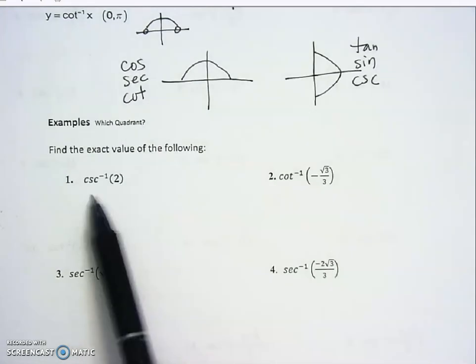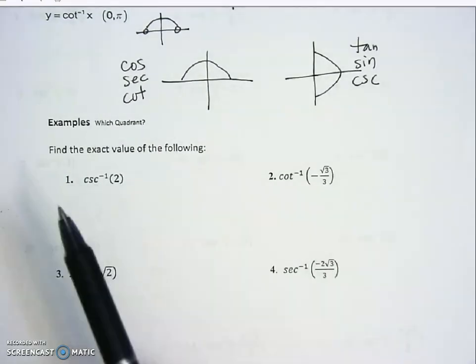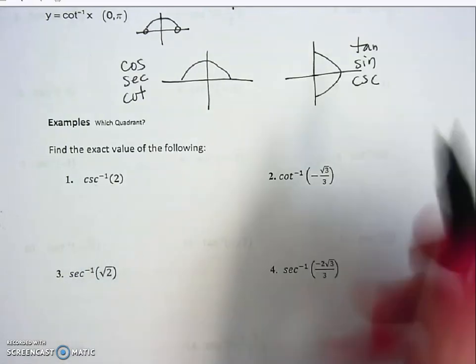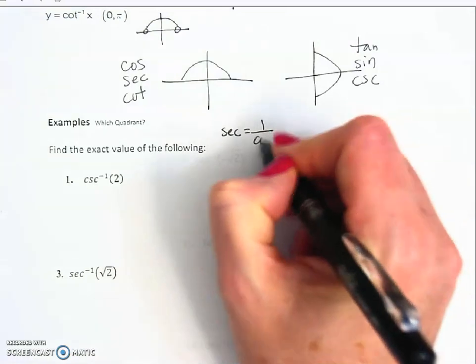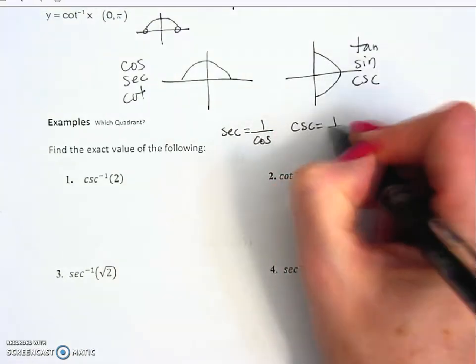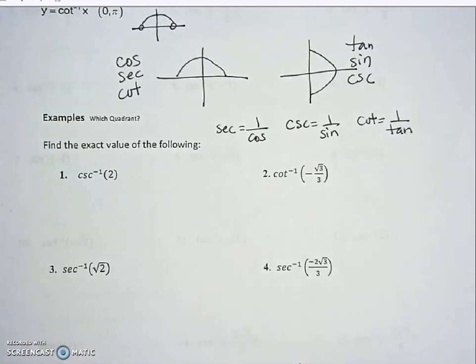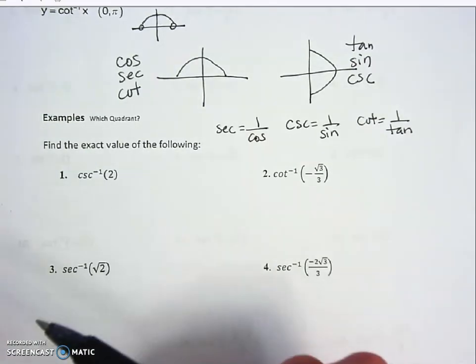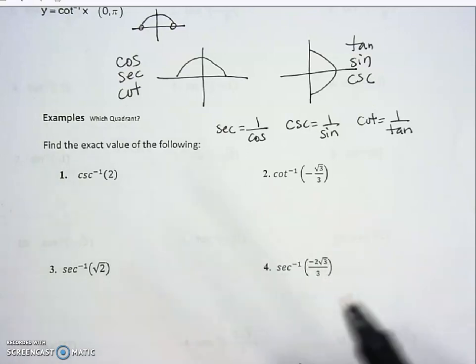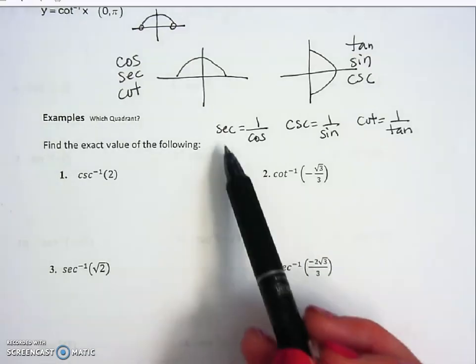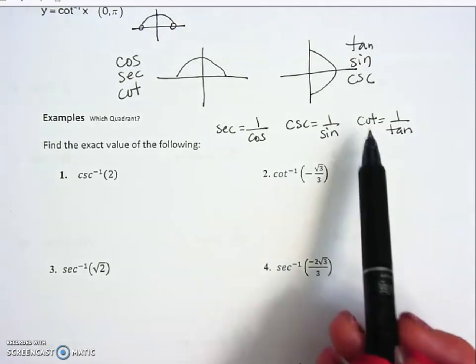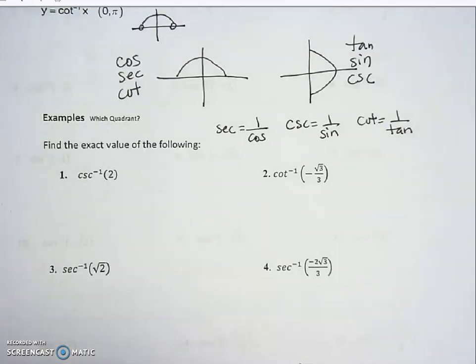So what's happening down here is we have our reciprocal trig functions. Remember that secant is the reciprocal of cosine, so 1 over cosine. Cosecant is 1 over sine. Cotangent is 1 over tangent. And so when we did sine, cosine, tangent in the previous video, we could just read those values right off of our unit circle. However, our unit circle doesn't have values for secant, cosecant, and cotangent, but we can use this property of being reciprocals of each other to convert them to sine, cosine, or tangent, and then we can use our unit circle. And so here's how we're going to do that.